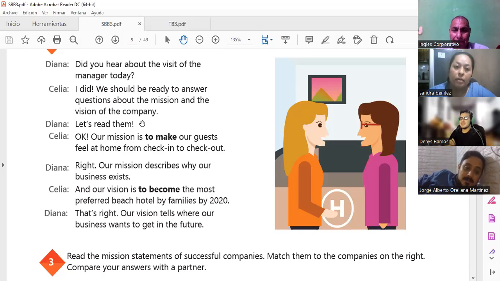Okay, our mission is to make our guests feel at home from check-in to check-out. Sería, right? Our mission describes why our business exists. Exist, okay. And our vision is to become the most preferred beach hotel by families by 2020. Yeah, that's right. Our vision tells where our business wants to get in the future. In the future, very good, excellent, good job. Okay, good job. Okay, now switch places, please.